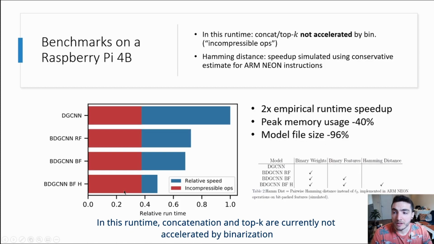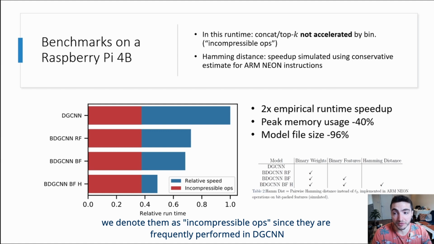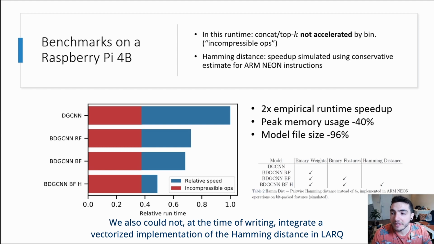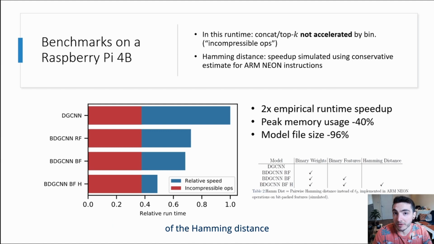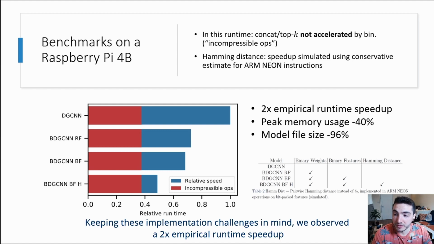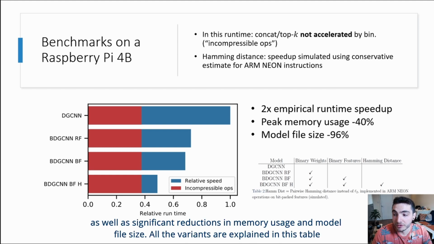In this runtime, concatenation and top K are currently not accelerated by binarization. We denote them as incompressible operations because they are often performed in the GCNN. We also could not, at the time of writing, integrate a vectorized implementation of the Hamming distance. So instead, we took a conservative estimate of the speedup that ARM Neon instructions would bring to a non-optimized implementation of the Hamming distance. Keeping these implementation challenges in mind, we observed a 2x empirical runtime speedup, as well as significant reductions in memory usage and model file size. And all the different variants are explained in this table over here.